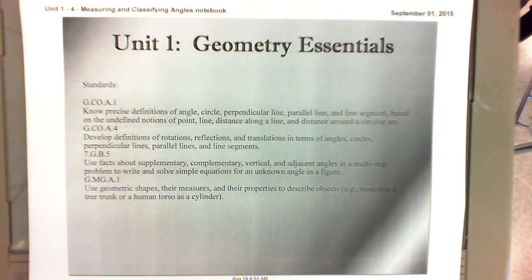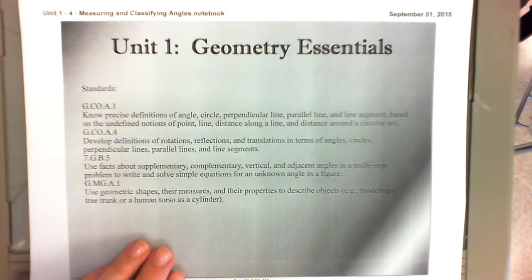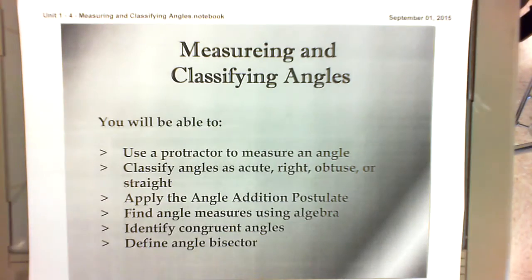1.4, Measuring and Classifying Angles. This is part of Unit 1 in Geometry Essentials, and the unit standards have been posted for you or shared within your class. Specifically, 1.4 is going to talk about measuring and classifying angles.